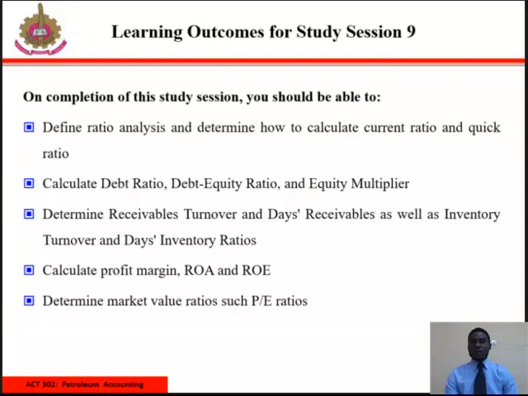Learning outcome for study section 9. On completion of this study section, we expect the student to be able to define ratio analysis and determine how to calculate current ratio and quick ratio. We also expect the student to be able to calculate debt ratio, debt equity ratio, and equity multiplier. Of course, they should be able to determine receivables turnover and days receivables, as well as inventory turnover and days inventory ratio.